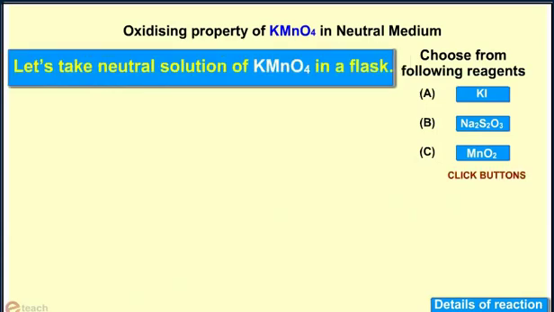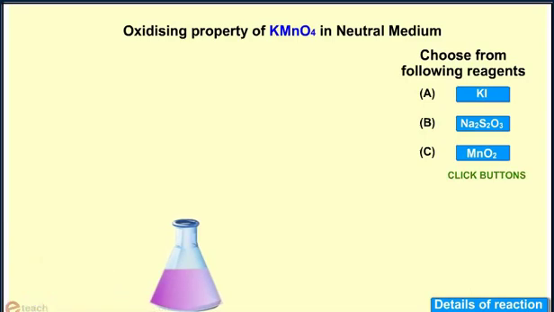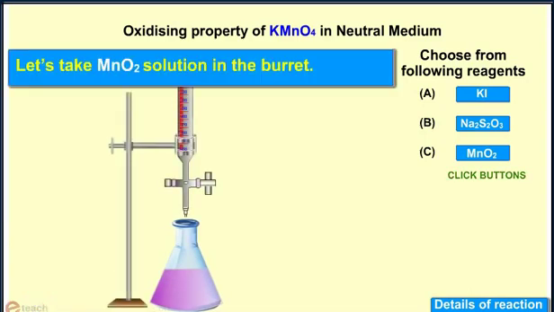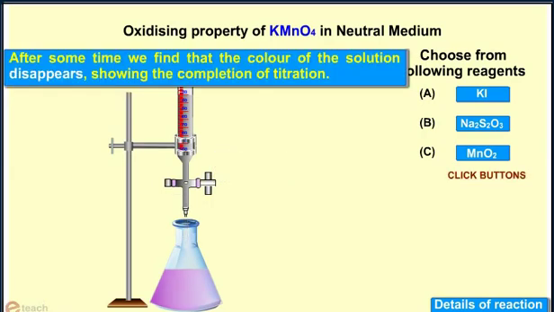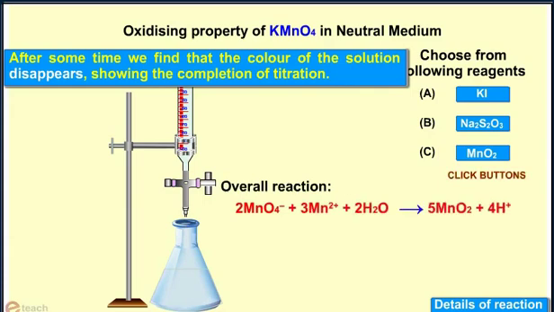Let's take neutral solution of KMnO4 in a flask. Now let's take MnSO4 in a burette. After some time, we find that the color of the solution disappears, showing the completion of titration. The overall reaction is 2MnO4- + 3Mn2+ + 2H2O gives 5MnO2 + 4H+. For details of reaction, roll over the mouse on details of reaction.